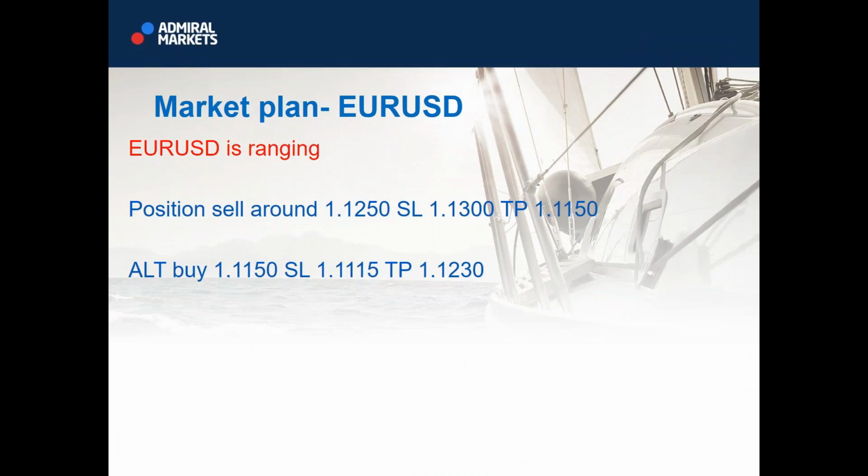Now the market plan for euro dollar today. You see here, guys, euro dollar is ranging. Position sell around 1.1250, stop 1.1300, TP 1.1150. And buy position, guys, here, I think that euro dollar might be good to buy into. So be ready, because it's already very close to the POC zone. Stop loss is this, and 1.1230 should be the target. So we might see a euro dollar buy trade soon.